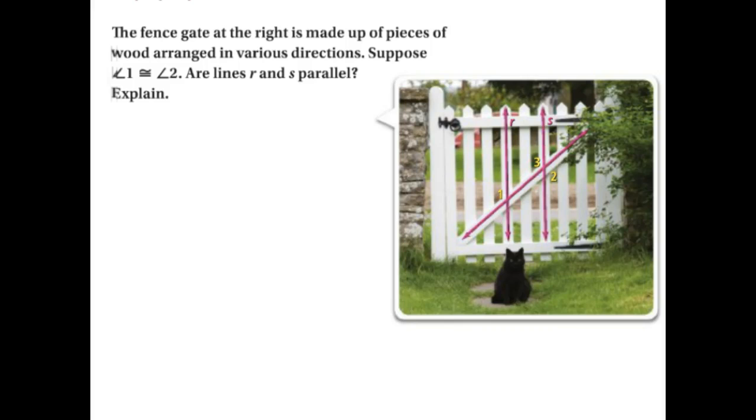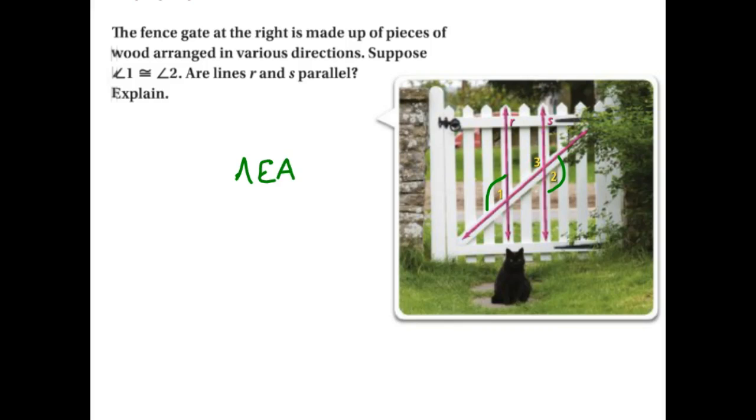Suppose angle 1 is congruent to angle 2. So suppose 1 and 2 are the same, and if it's a good fence, they should be. It says, are lines R and S parallel? Explain. Well, I think about where 1 and 2 are located. I see that they're both outside those lines, R and S, and they're both on alternate sides of that other line that isn't named. That would tell me that they're alternate exterior angles.